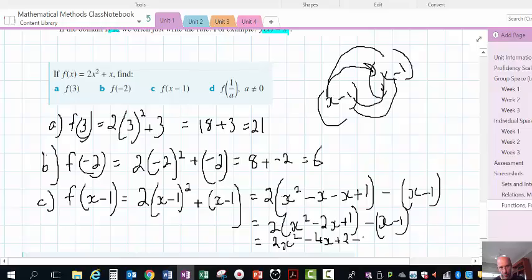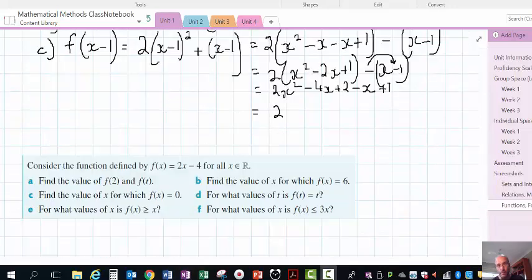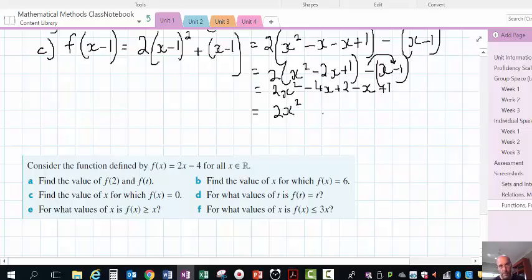Now minus x minus 1 would be minus x plus 1 because minusing a minus makes a plus, and then on the last line there we just need to tidy up. 2x squared. Now we've got minus 4x and minus another x over there, so that's minus 5x. Plus 2 plus 1 is plus 3.